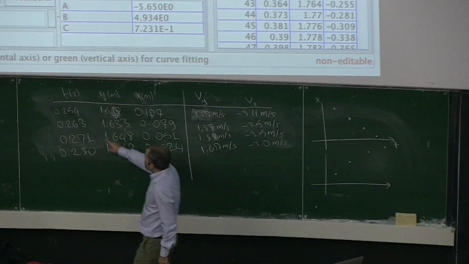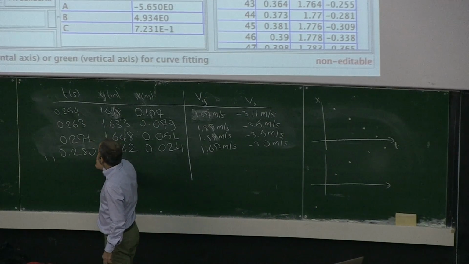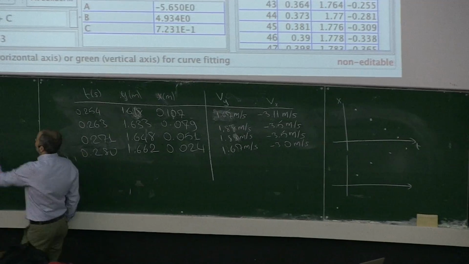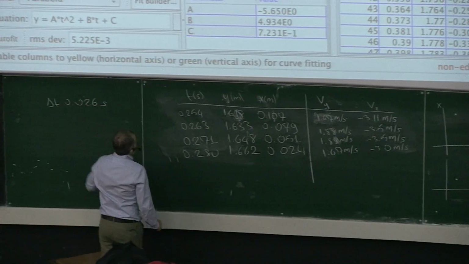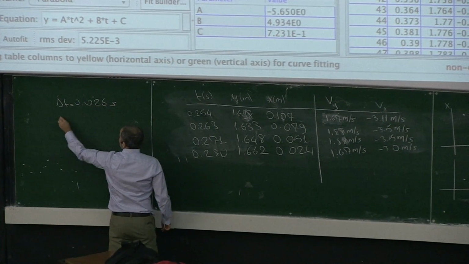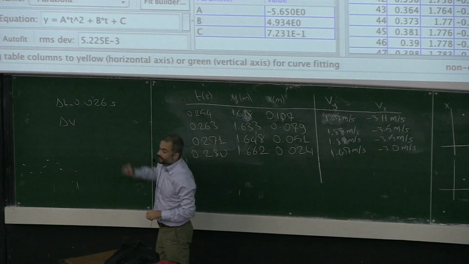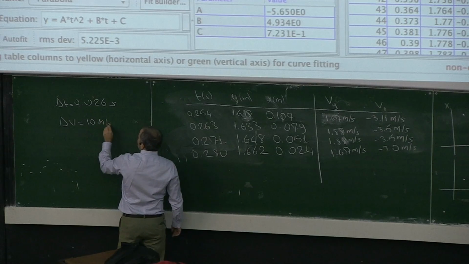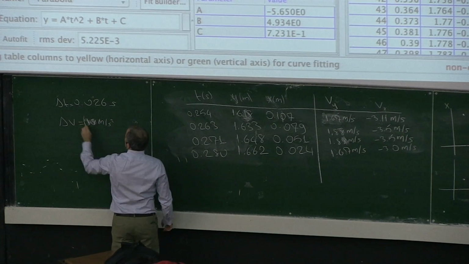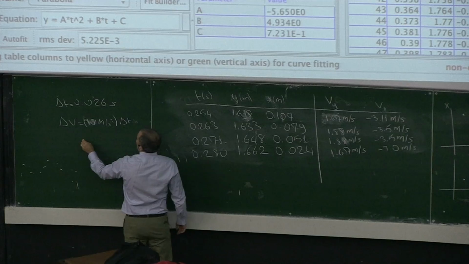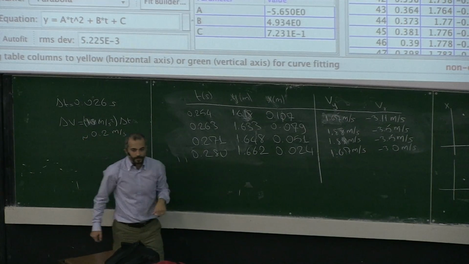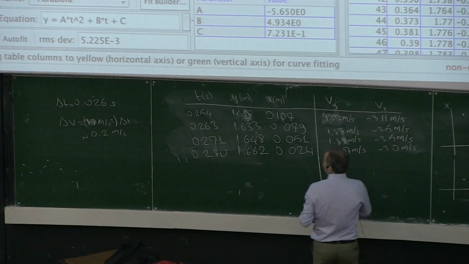Now, you see, the time difference between this point and this point is how much? 0.026. This is the delta t. Delta t is this much seconds. The change in the velocity that we expect in such a time is 9.8 meters per second squared times delta t, which is around 0.2 meters per second. We should be seeing such a change.